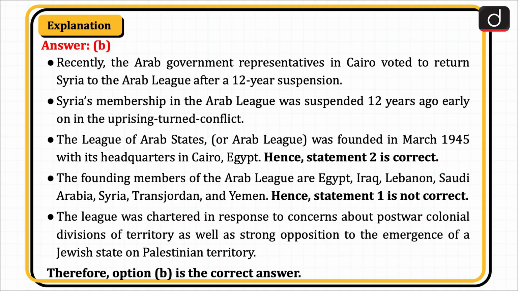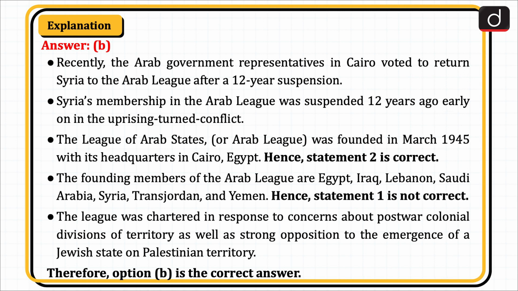Recently, the Arab government representatives in Cairo voted to return Syria to the Arab League after a 12-year suspension. Syria's membership in the Arab League was suspended 12 years ago, early on in the uprising turned conflict. The League of Arab States or Arab League was founded in March 1945 with its headquarters in Cairo, Egypt. Hence, statement 2 is correct. The founding members of the Arab League are Egypt, Iraq, Lebanon, Saudi Arabia, Syria, Transjordan and Yemen. Hence, statement 1 is not correct.